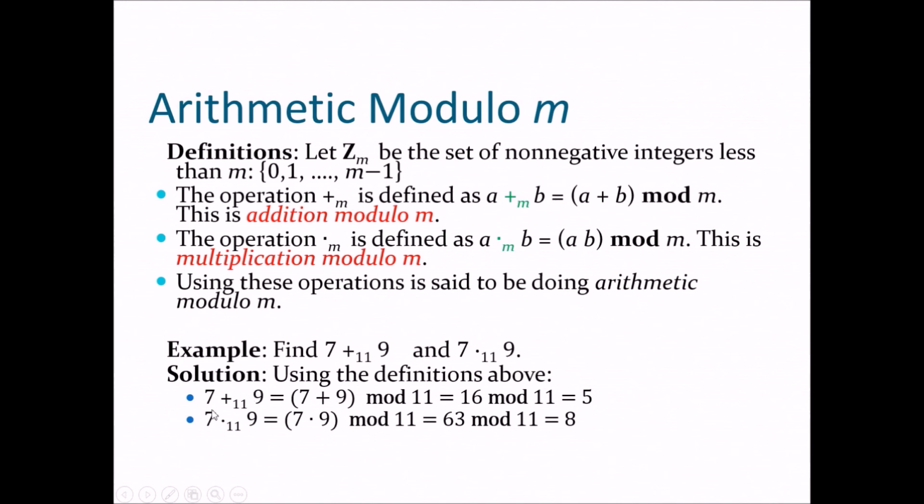So let's solve this. First we add 7 and 9 in the usual manner, and the answer is 16. Now divide 16 by 11, the remainder is 5. So 7 plus 9 under addition modulo 11 is equal to 5. Similarly, 7 multiplied by 9 is 63, and now divide it by 11 and the remainder is 8. So 7 multiplied by 9 under multiplication modulo 11 is 8.